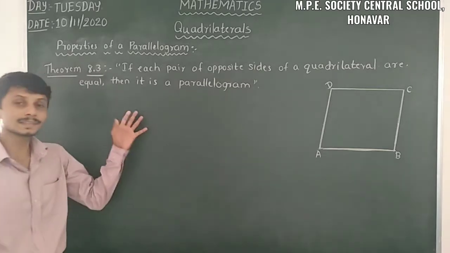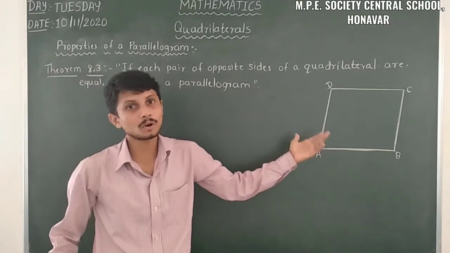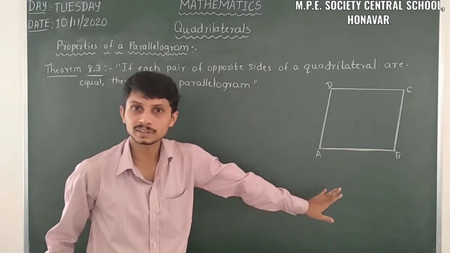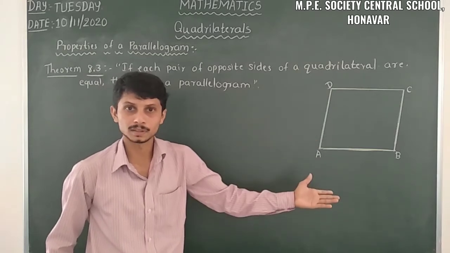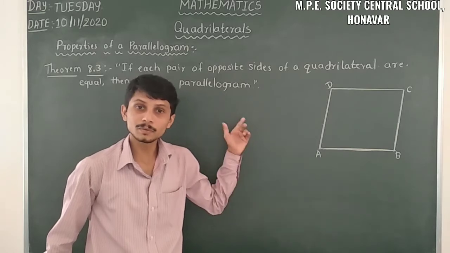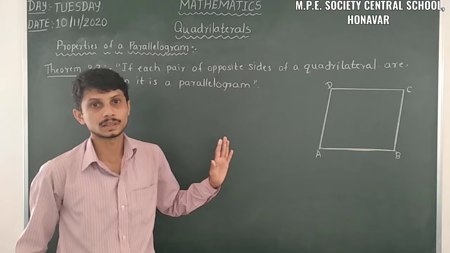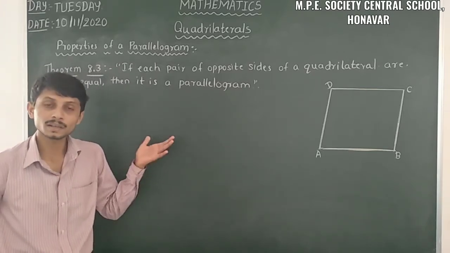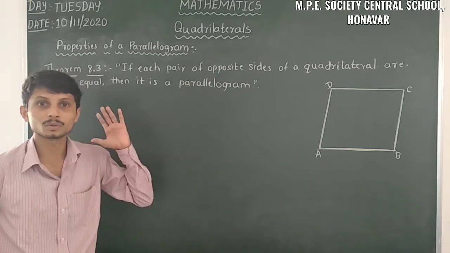Here it is given that in this quadrilateral, we don't know whether it is a parallelogram or not. But it is a quadrilateral. It has 4 sides and 4 angles. We can draw 2 diagonals. It is given that the opposite sides are equal. So let us take what the given things are. Firstly we have to write the given things. After that what we have to prove, whatever construction is needed, and then we go to the proof.